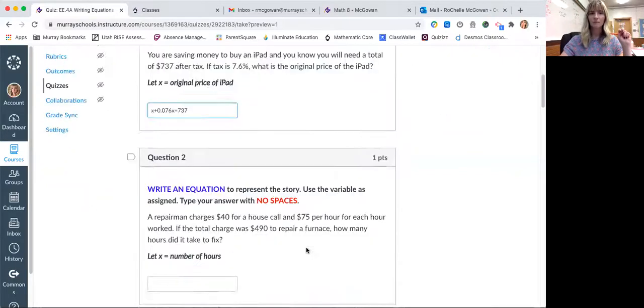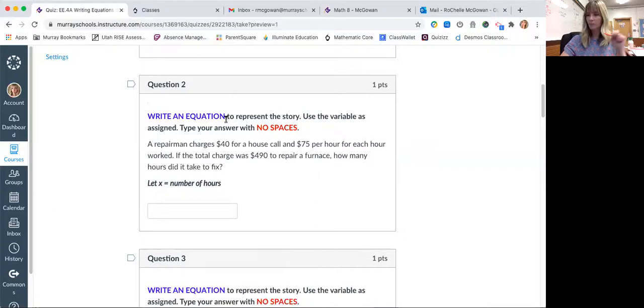Let's try another one. Question 2. Again, here in big blue letters, write an equation. You're not solving it yet, just write the equation to represent the story. Use the variable as assigned, type your answer with no spaces. Here we go. It says, a repairman charges $40 for a house call and $75 per hour for each hour worked. Okay, I'm processing some information here. $40 for a house call, $75 per hour for each hour worked.